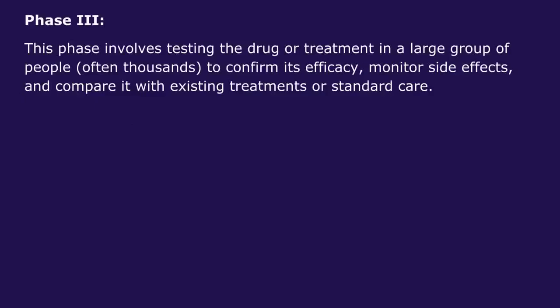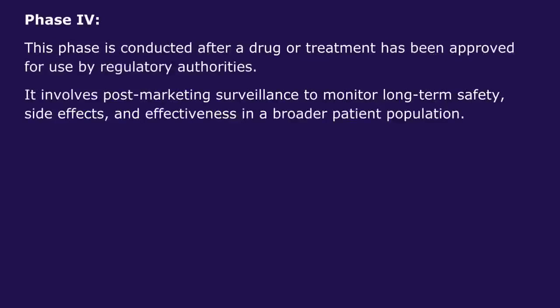Phase 3. This phase involves testing the drug or treatment in a large group of people, often thousands, to confirm its efficacy, monitor side effects, and compare it with existing treatments or standard care. Phase 4. This phase is conducted after a drug or treatment has been approved for use by regulatory authorities. It involves post-marketing surveillance to monitor long-term safety, side effects, and effectiveness in a broader patient population.